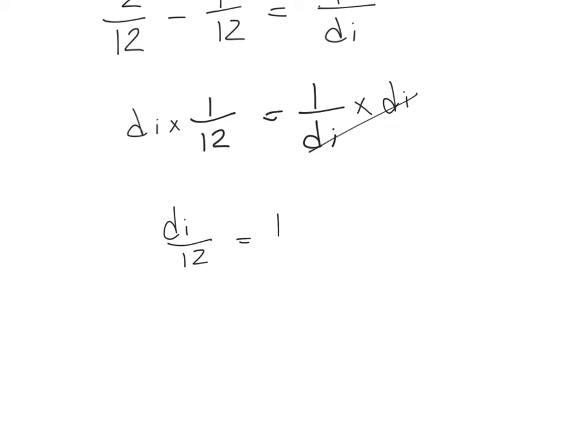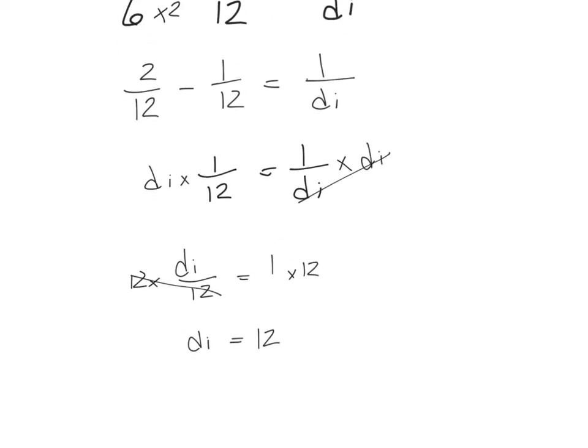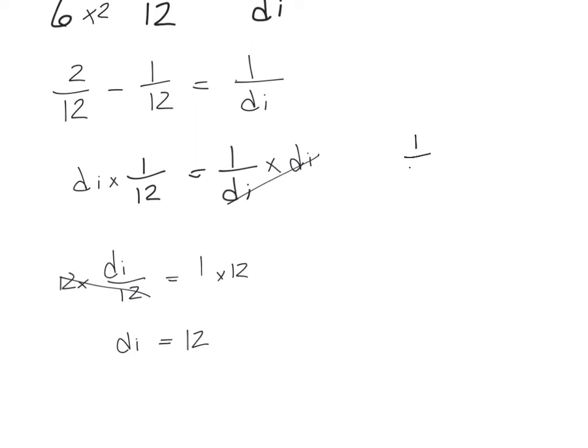And now di is still not isolated, so I'm going to do the exact same thing. I'm going to multiply this by 12 to get rid of that, multiply this by 12, so that cancels out, leaving us with di is equal to 1 times 12, which is 12. That's the longer version of it. I can also show you this version. So we were left with 1 over 12 up here is equal to 1 over di.